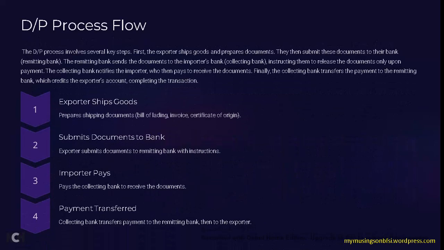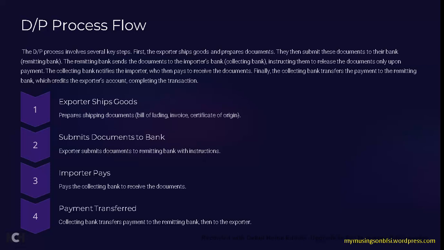Let us look at the process flow. The process flow for a documentary collection involves: the order is placed by the buyer, the exporter or seller ships the goods, they present the documents to the bank, the importer's bank presents the documents to the importer, the importer pays and collects the documents, and the importer collects the goods from the shipping agents or the port. So it has several steps. First the order is placed, then the goods are shipped, then the documents are presented, and then payment is collected and documents released.